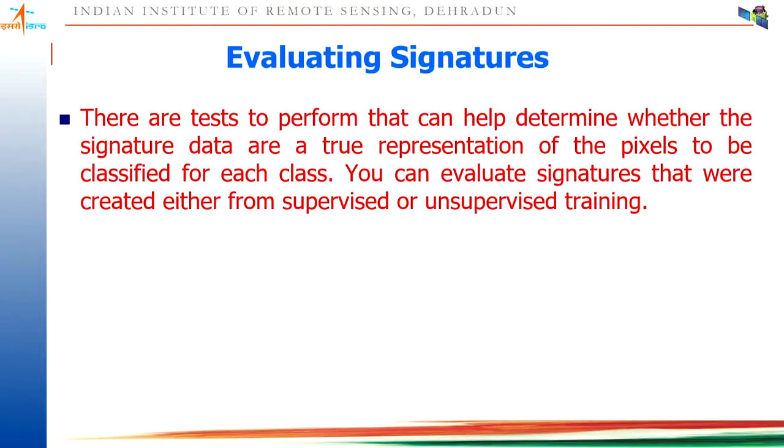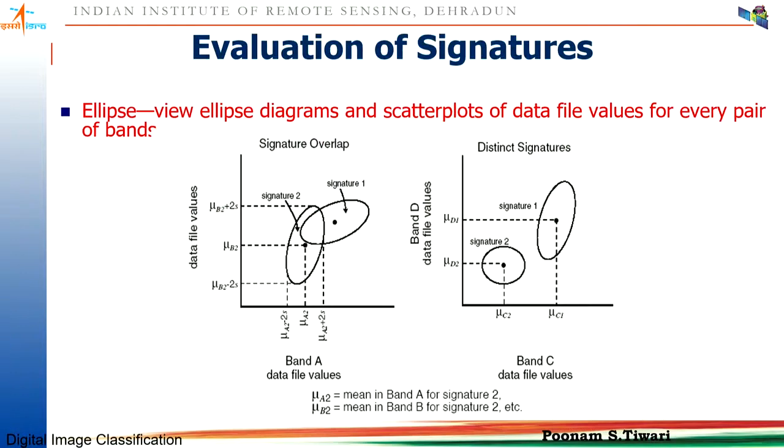Now once these training sites are collected, we have to find out whether these signatures are good enough or not. Certain statistical tests can be applied to these signatures to check whether they are well discernible from each other or not. These tests can help to determine whether the signature data is a true representation of the pixels to be classified for each class. We can evaluate the signatures that we take for supervised classification, or whatever signatures we get after unsupervised clustering, that also we can evaluate.